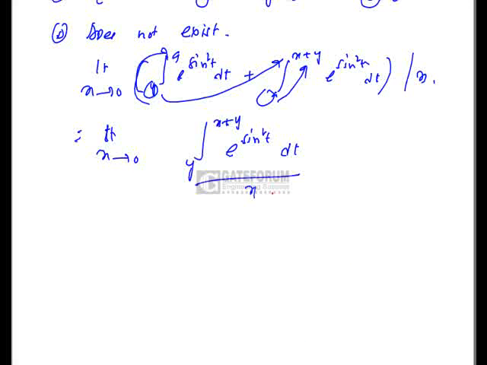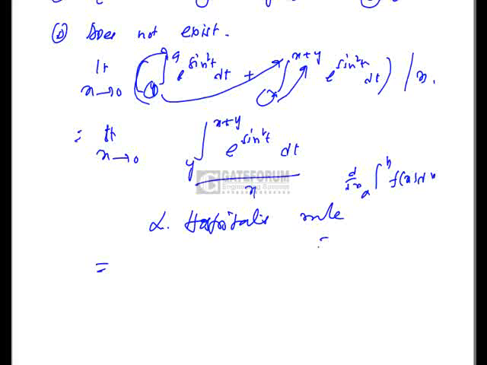Now in order to find the limit of this expression, I'll use L'Hospital's rule. So we'll differentiate numerator and denominator separately. Differentiation of integral a to b f of x dx is nothing but f of b into f dash of b minus f of a into f dash of a. So here b is nothing but x plus y, a is nothing but y.